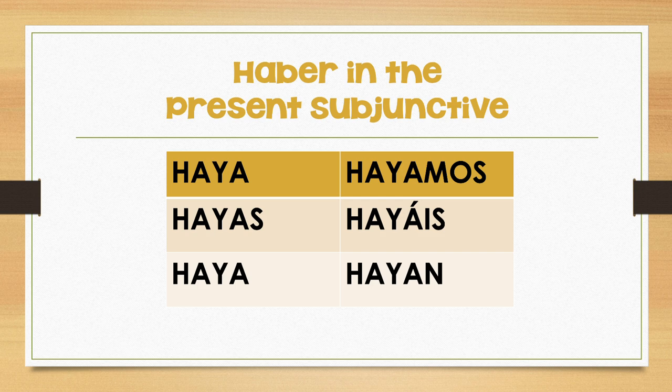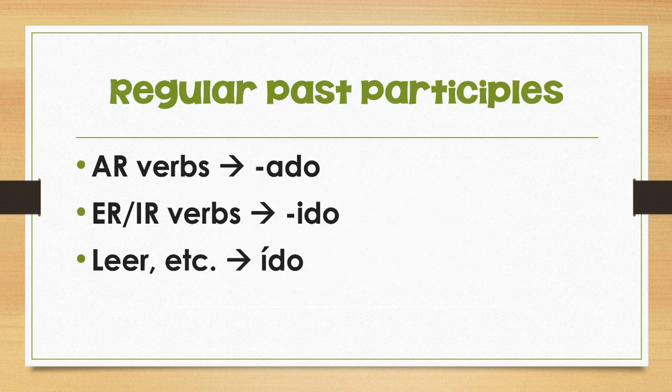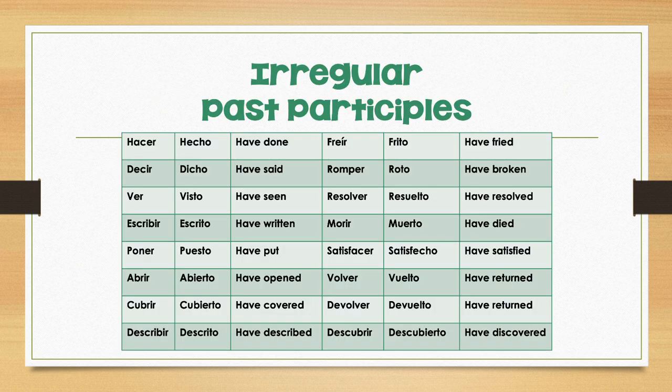All right, so haya gives us the helping verb. The part after it is called a past participle. I trust you have seen these before. If it's an AR verb, you drop the AR and you switch it to ado. If it's an ER or IR verb, you drop the ending and switch it to ido. If it's a verb like leer, it needs an accent on the i. Then there are a bunch of irregular past participles, but again, I suspect you've seen them before.